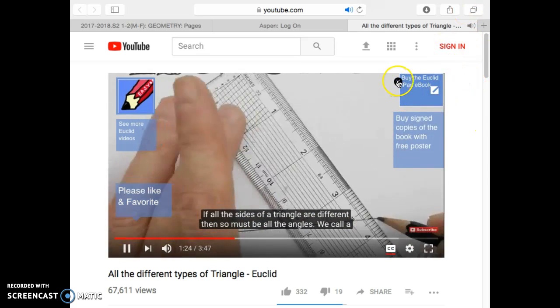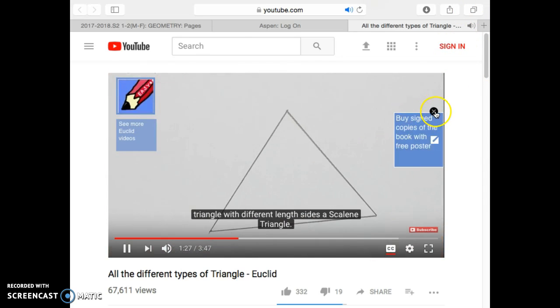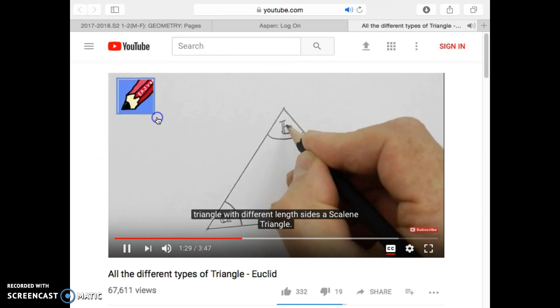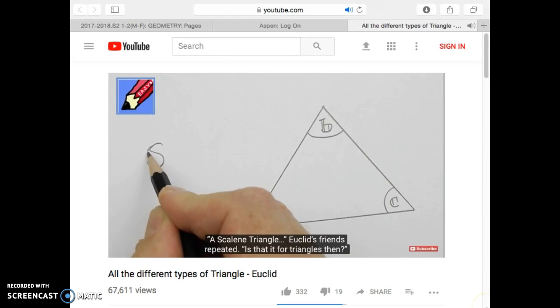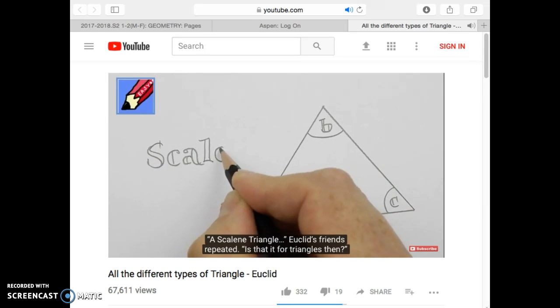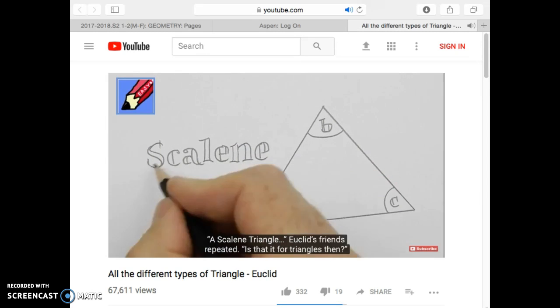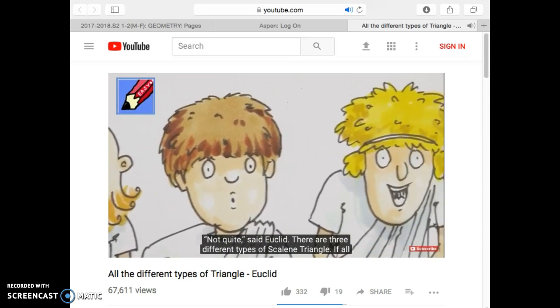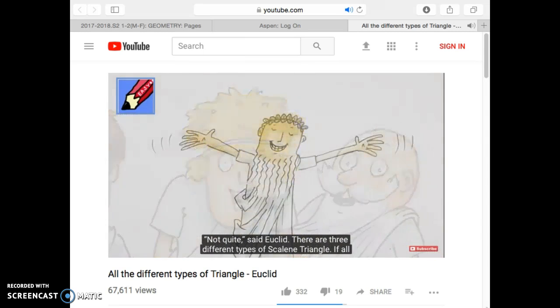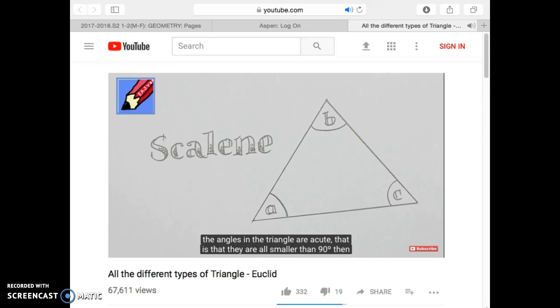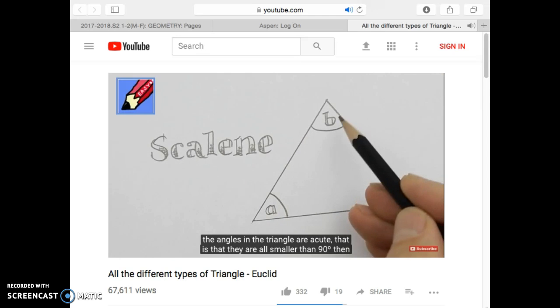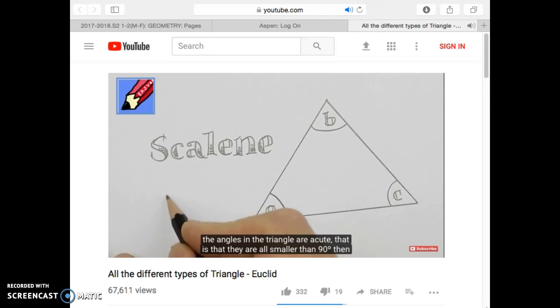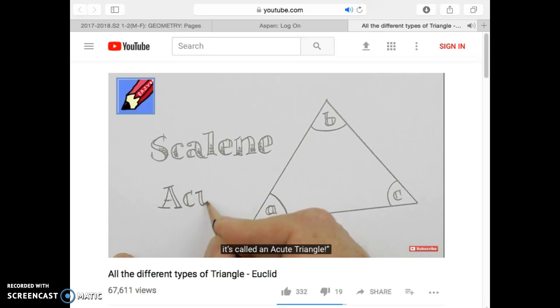If all the sides of a triangle are different, then so must be all the angles. We call a triangle with different length sides a scalene triangle. A scalene triangle, Euclid's friends repeated. Is that it for triangles then? Not quite, said Euclid. There are three different types of scalene triangle. If all the angles in the triangle are acute, that is, they are all smaller than 90 degrees, then it's called an acute triangle.